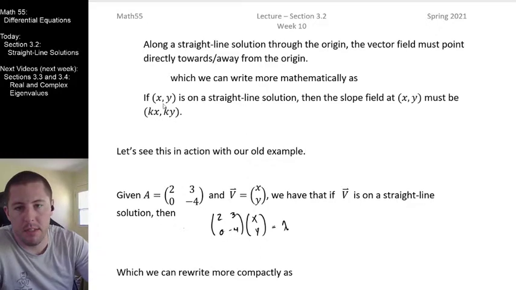I'm going to switch variables. Instead of writing the k, I'm going to write lambda here, of xy. And let me talk about this. I'm going to write a sentence with this right here.